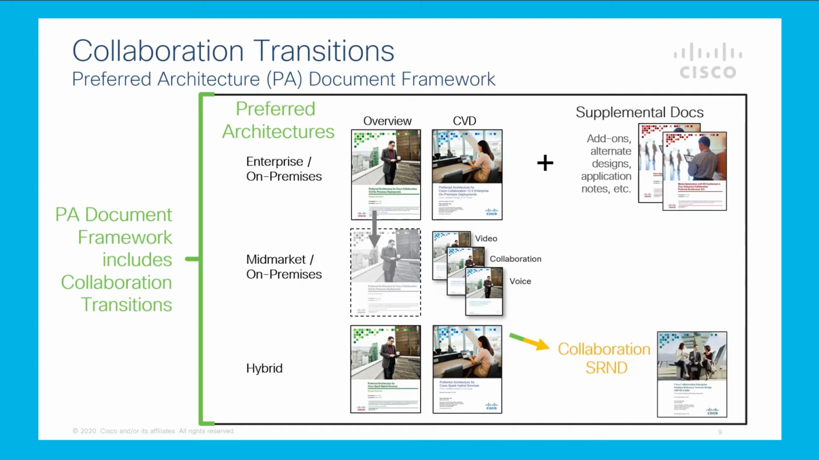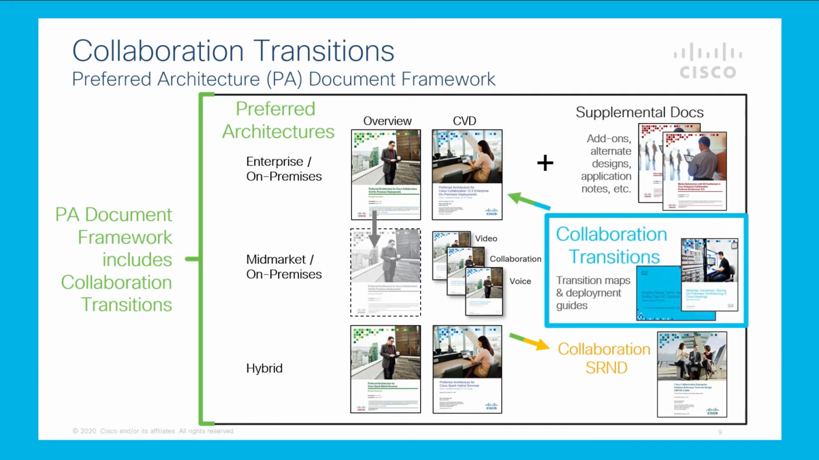The preferred architectures ultimately depend on the Collaboration Solution Reference Network Design Guide, or SRND, which provides foundational design recommendations and best practices, as well as fundamental collaboration architectural details, and it is the place to go if the coverage provided by the preferred architecture's overviews, CVDs, and alternate designs is not sufficient for a specific scenario. And finally, the collaboration transitions also fall under the preferred architectures document framework, as they are based on the preferred architectures as the starting point before the specific transitions are undertaken.